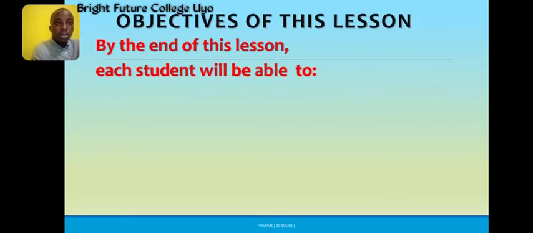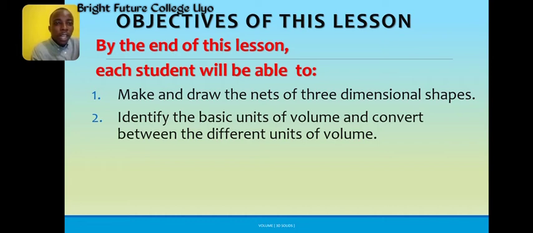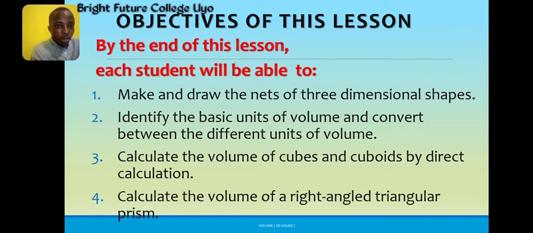The objective of the lesson is that by the end you will be able to make and draw the net of three-dimensional shapes. Then you'll be able to identify the basic unit of volume and convert between the different units of volume. You'll be able to calculate the volume of cubes and cuboids by direct calculation, and you'll be able to calculate the volume of a right-angle triangular prism.